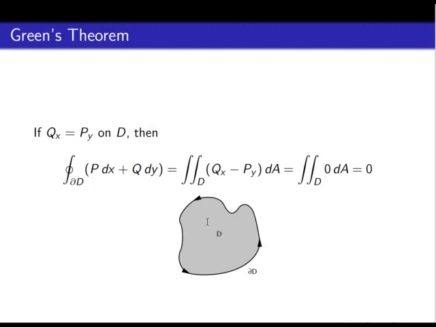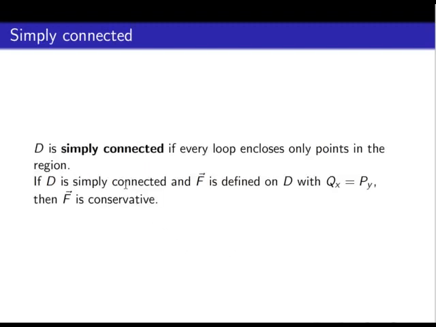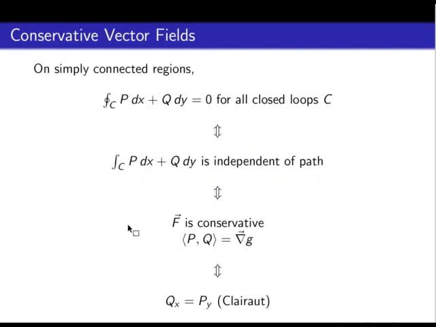As long as D doesn't have any holes in it. D is simply connected if every loop encloses only points in the region. There are no holes in the region. And if D is simply connected and F is defined on D with Q_x equals P_y, then F is conservative. So that's what we said earlier. This proves this, and now all of these are related on simply connected regions.